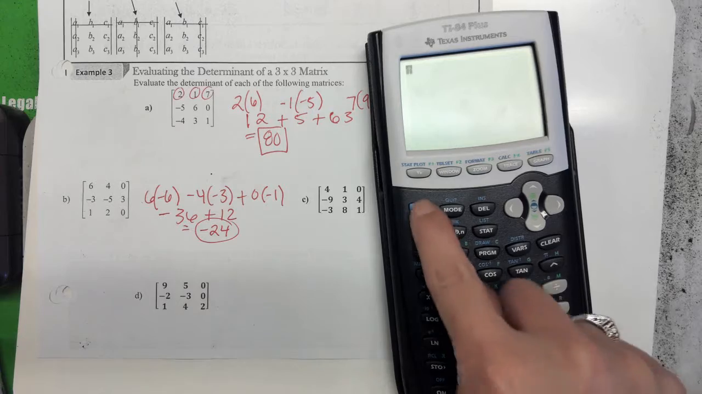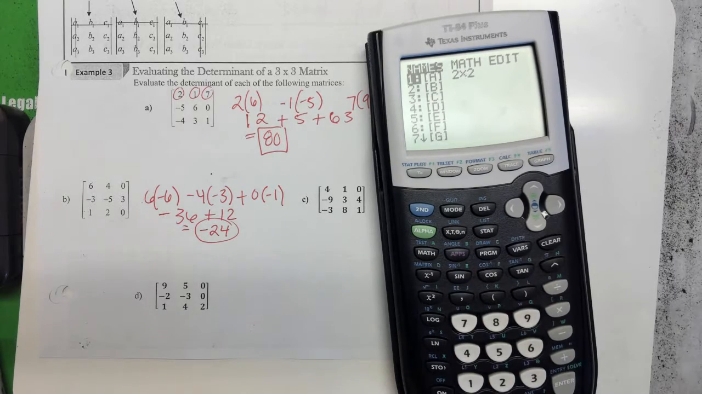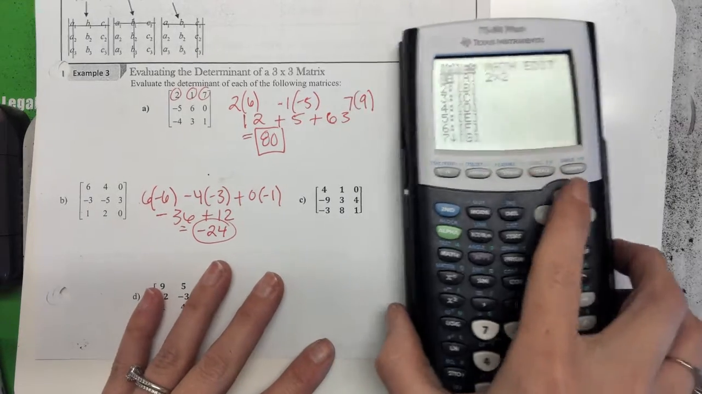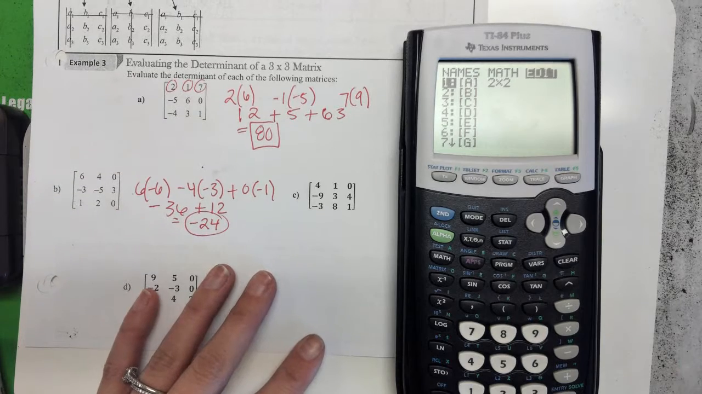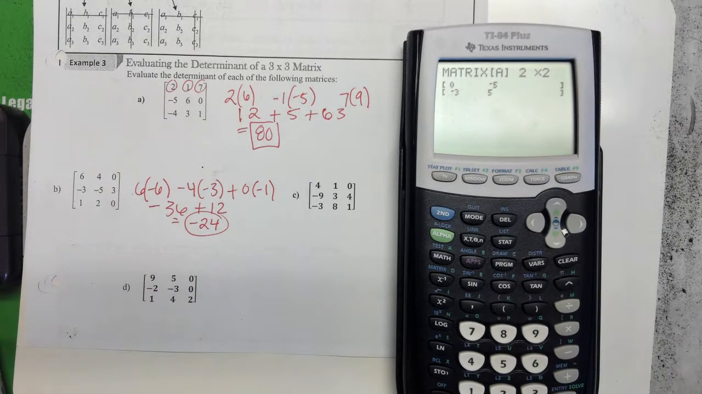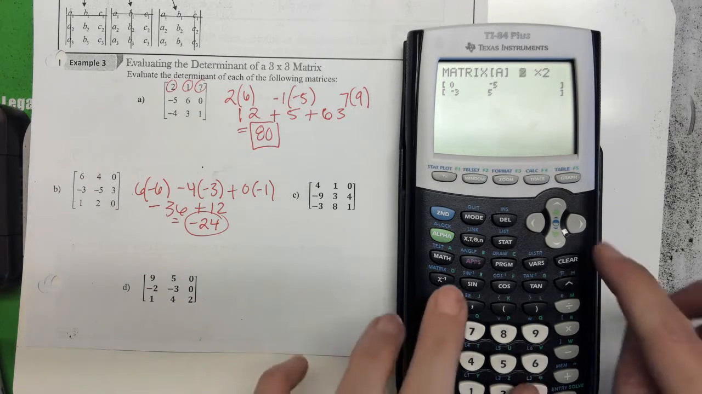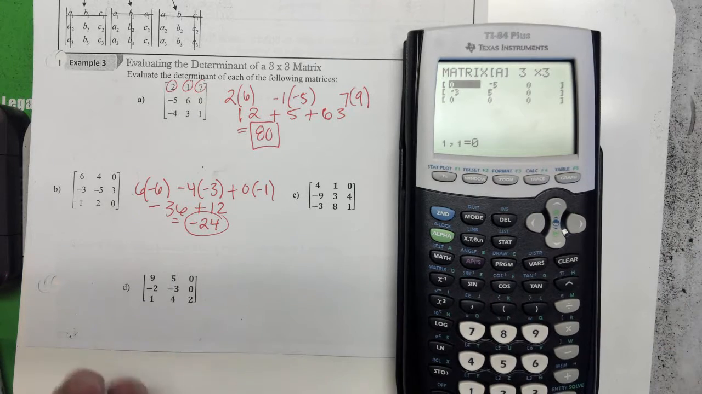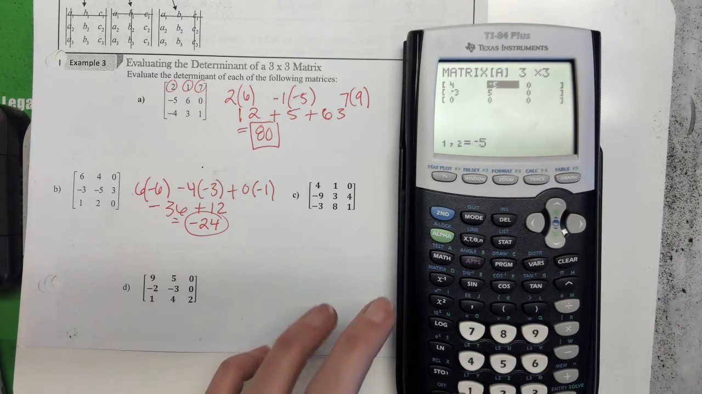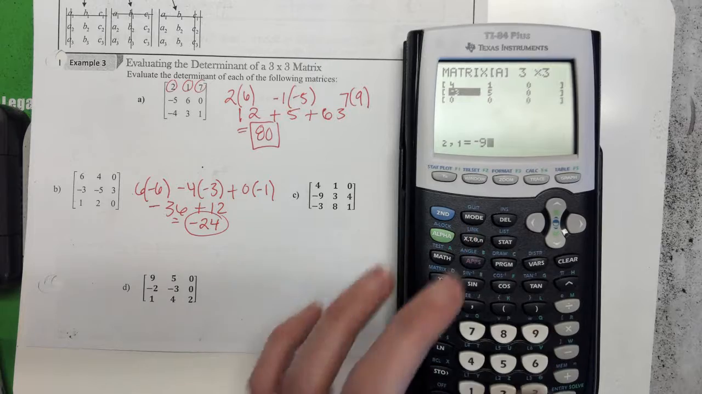Go to second matrix. Go over to edit. Enter. This is a what size? Good. So go ahead and put it in. And then go ahead and put your numbers in. So you'll hit 4, enter, 1, enter, 0, enter, blah, blah, blah.